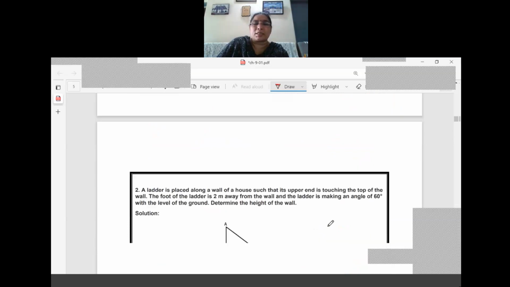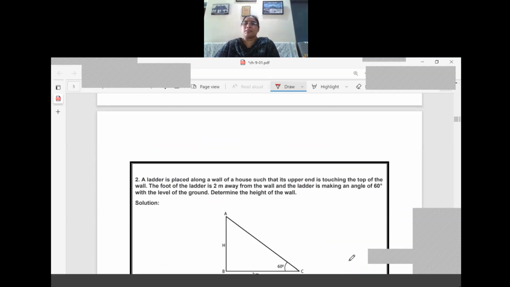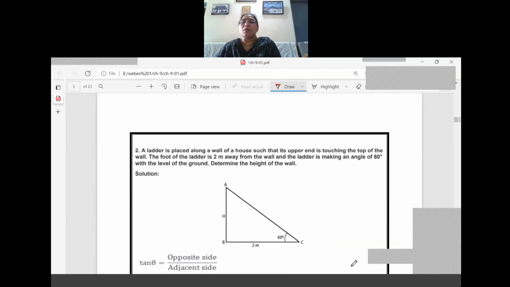Well, the second question, let us see. A ladder is placed along the wall of a house such that its upper end is touching the top of the wall, and the foot of the ladder is 2 meter away from the wall, and the ladder is making an angle of 60 degree with the level of the ground. Determine the height of the wall.